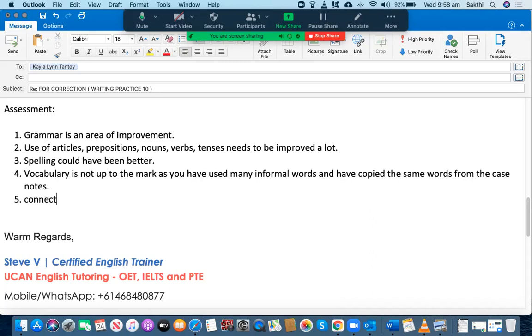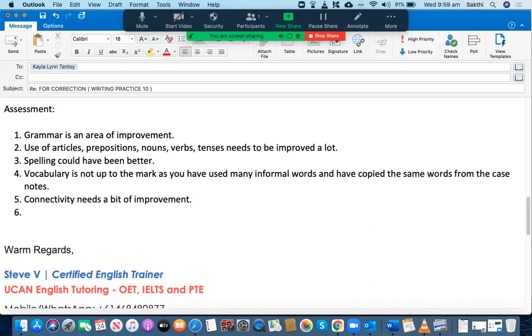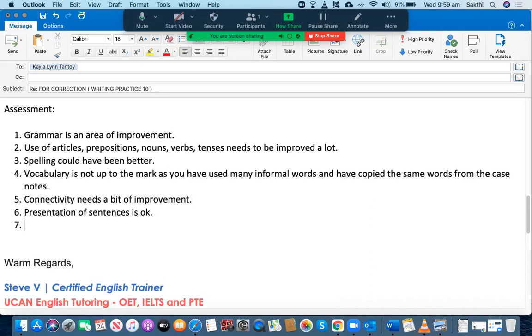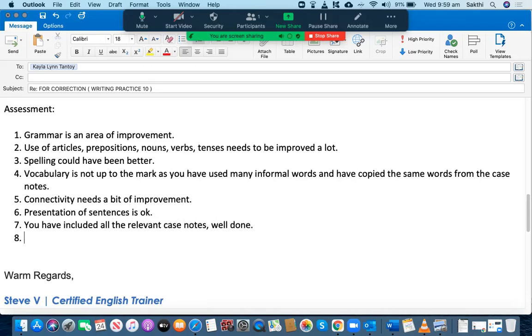Okay, next one is connectivity. Connectivity needs a bit of improvement. It is okay, it's not that bad. You could have improved it a bit. And then presentation of sentences is okay. Organization, you have included all the relevant case notes. Well done. This is one of the areas where you have done a good job.